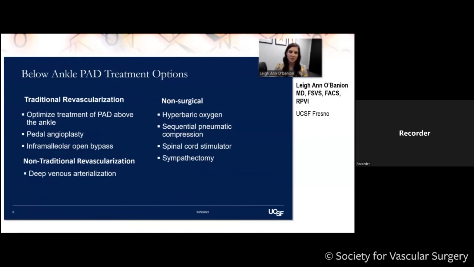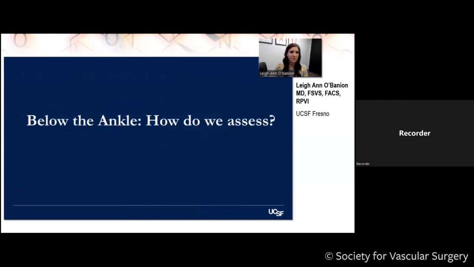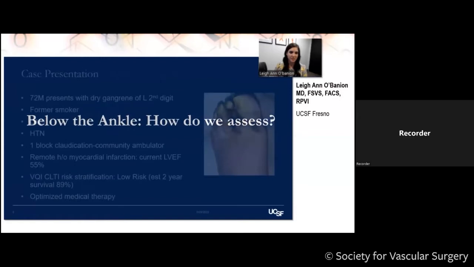And while there are some non-surgical options and experimental options, these are limited to the true end-stage patients with no options left, and the data is sparse. So below the ankle, how do we assess perfusion and how do we decide when to treat?